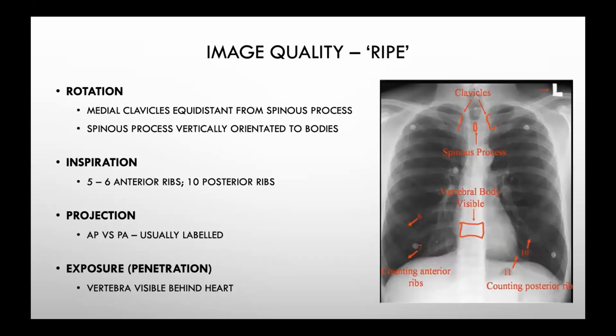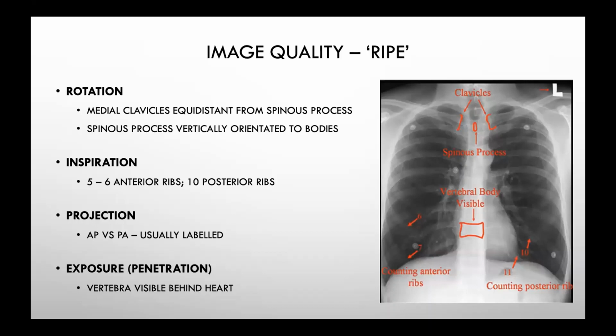A very brief bit on assessing your image quality. So the mnemonic that I use is RIPE. So the first part of that is rotation. And what you're looking for is the medial aspect of your clavicles should be equidistant approximately from your spinous processes. If you can see that the distance between the medial end of one clavicle and the spinous process is less than the other side, then it suggests that that side is orientated slightly closer towards your X-ray machine. Your spinous processes as well should be vertically aligned rather than slanting to one side.